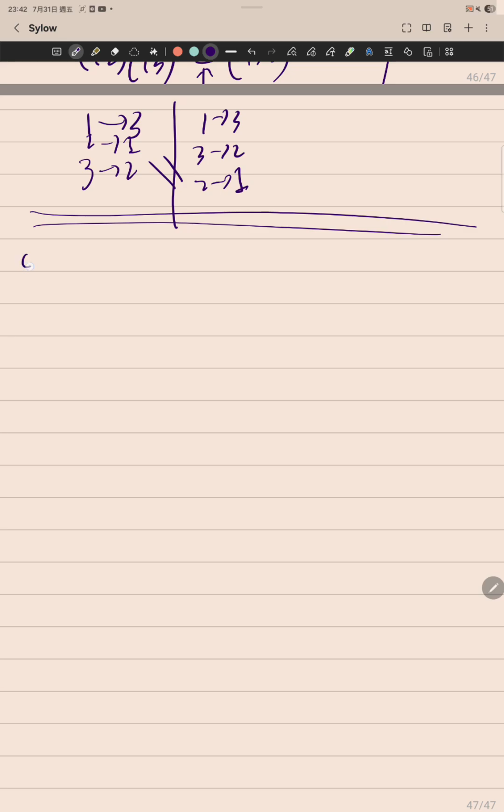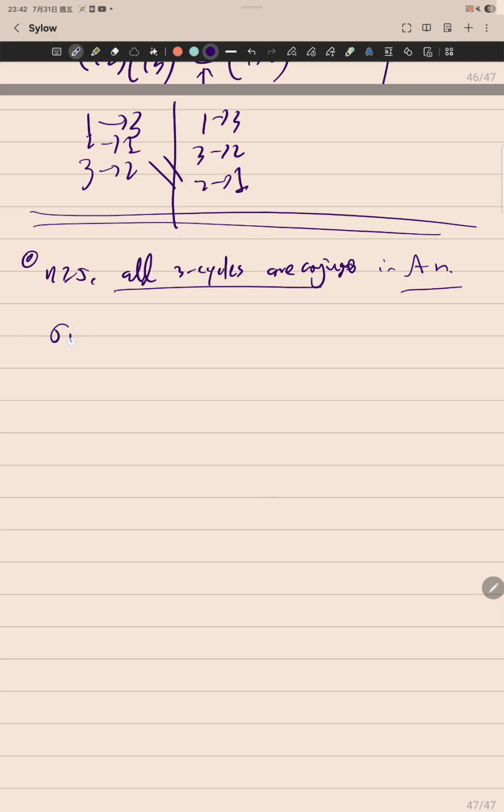Okay, so the final one that I will prove in this video, and we will continue in the next video, is that for n greater or equal to 5, all 3 cycles are conjugate in A_n. Okay, so let me explain why. Let me explain this idea. So what I want to say is that if I give you 2 3 cycles in A_n, then there exists something, let's say pi in A_n, such that sigma 1 is the same as pi sigma 2 pi inverse.